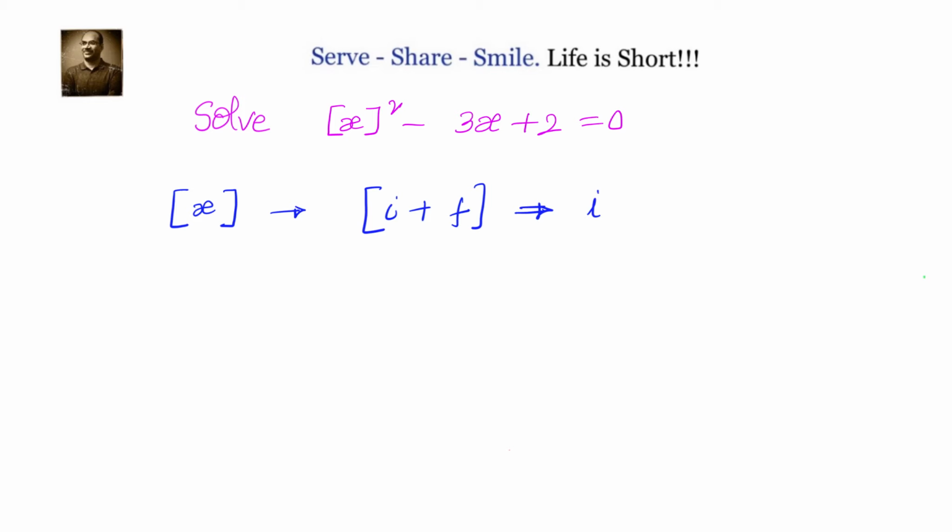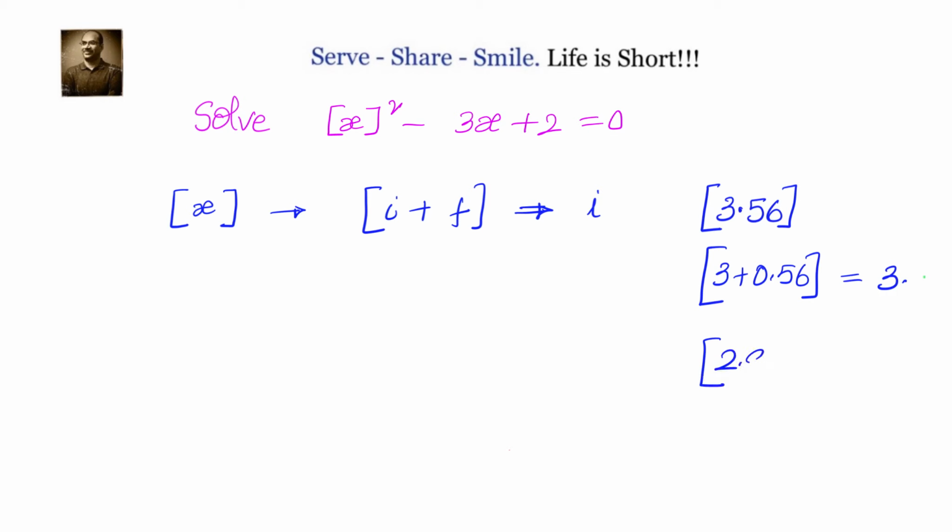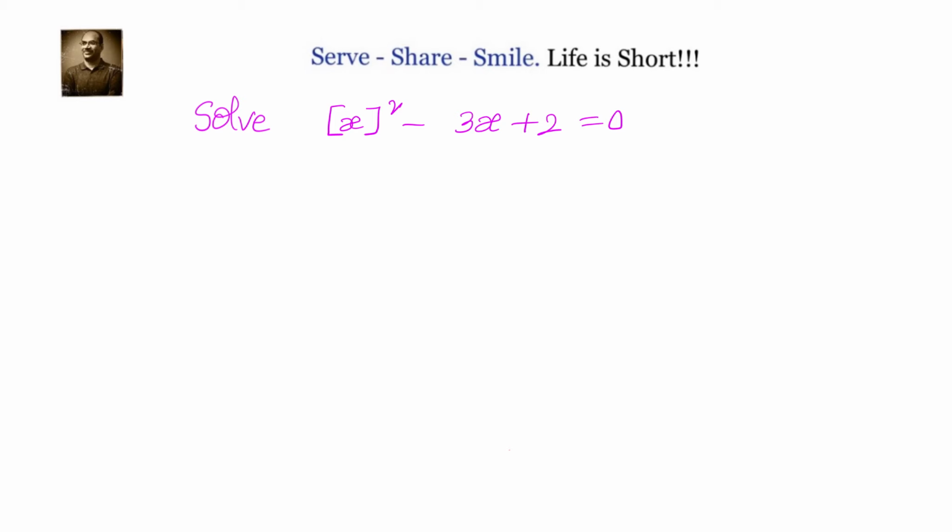Suppose x equals 3.56. Now we have 3 as the integer part and 0.56 as the fractional part. The greatest integer function will return only the integer part. That means it will return the greatest integer less than the value of x. If x itself is an integer, then the step function will return x only. If you want to find the step of 2.99, it will return 2. It will not give you 3, it will give you 2.